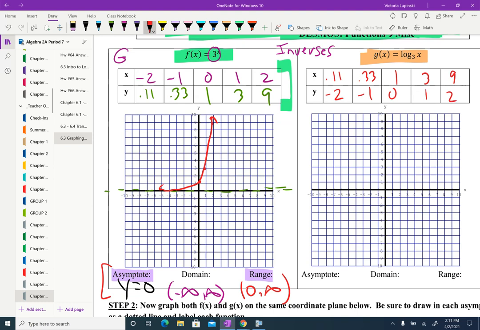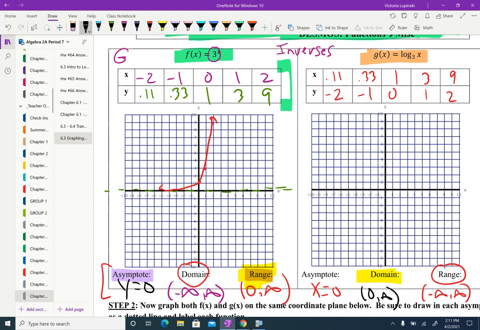Everything about these functions are opposites, and that includes the domain and the range. Whatever the domain of the original is has to be the range of the inverse, which means the range has to be all real numbers. The asymptote of the original was y equals 0. Here, it's going to be x equals 0. And whatever the range of the original was now has to be the domain of the inverse. So that gives me the values of 0 to infinity.